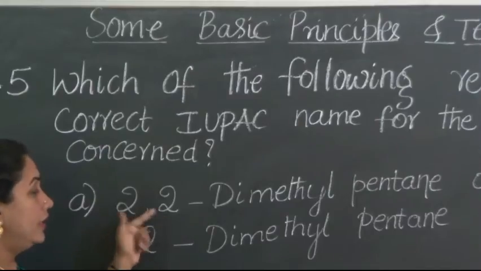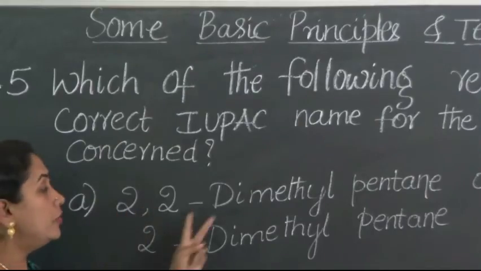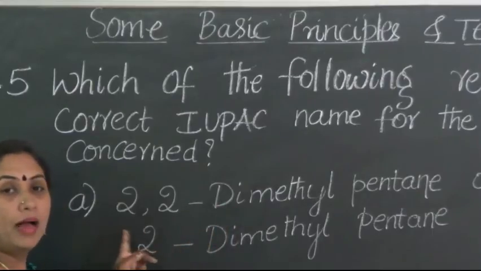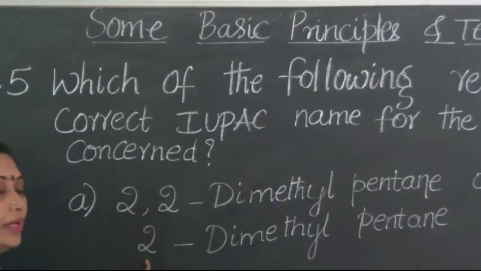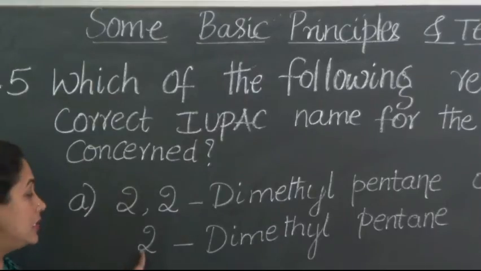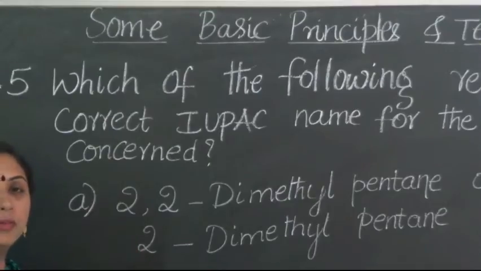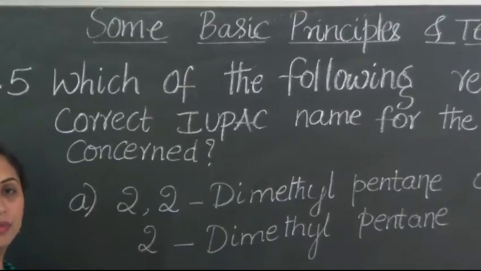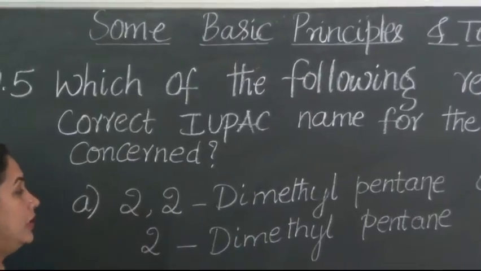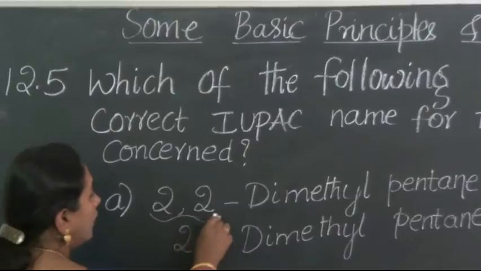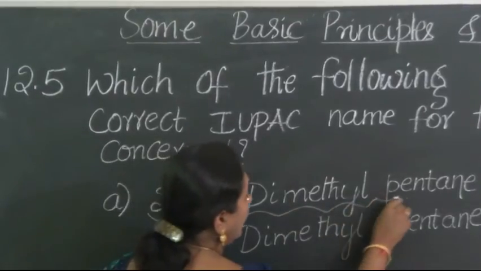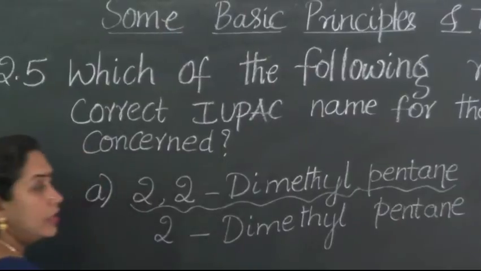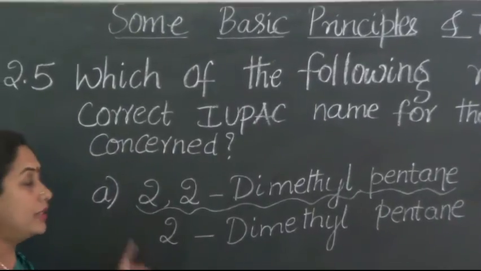This only will indicate that there are 2 methyl groups present on the same carbon atom. Here simply writing it as 2 indicates that only one methyl group is present with respect to the second carbon atom. This does not convey the position of the placement of another methyl group. Hence, 2,2 dimethyl pentane would be the correct IUPAC name in this particular question.